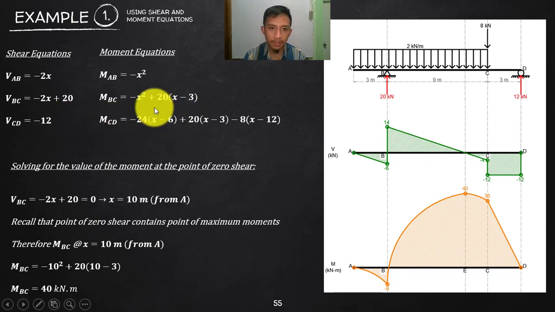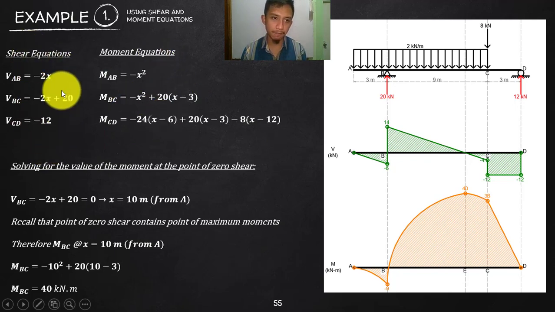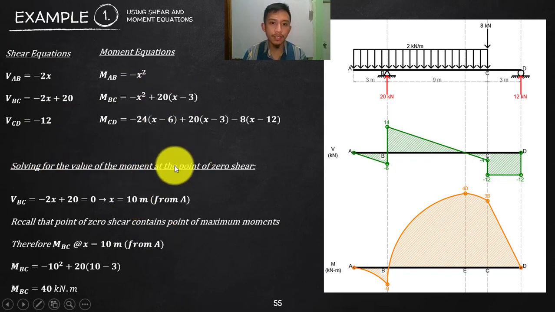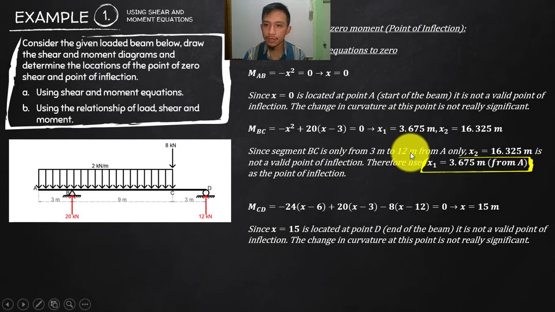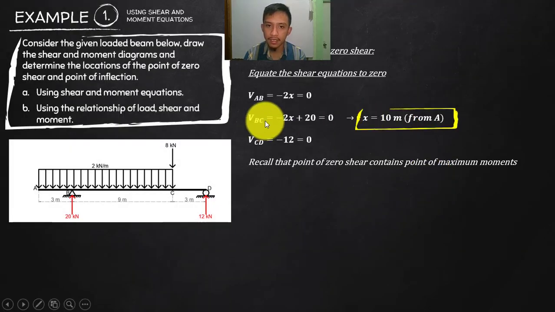This will end up with a constant, okay? That will be constant, this will be constant, this will be constant. Even if you solve that one, differentiating a constant is 0. So, it is true that the first derivative of the moment equation is the shear equation. Or the reverse, you can integrate. Now solving for the value of the moment at the point of zero shear. We established now your zero shear to be found at x equals 10, which is at BC.